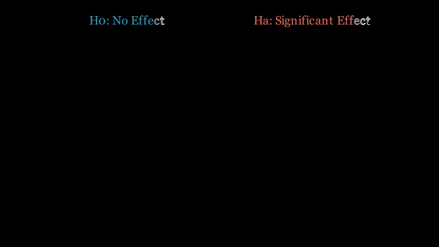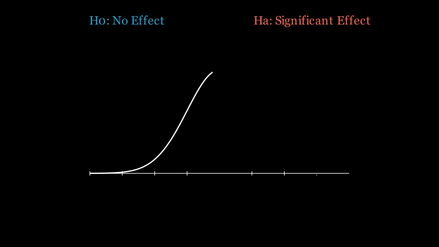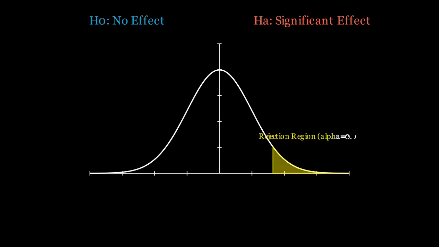To start, we must define our ground rules. In any test, we have the null hypothesis, H0, usually representing no effect, and the alternative hypothesis, HA, representing what we aim to prove. Before looking at the data, we choose a significance level, denoted as alpha. Typically set at 0.05, alpha is our threshold for risk, the 5% chance we are willing to accept of being wrong when we say an effect exists. This choice defines our rejection region on the probability distribution.